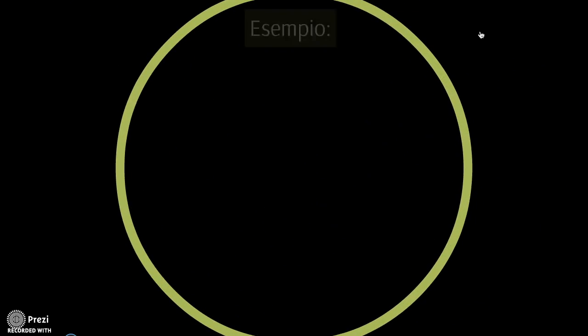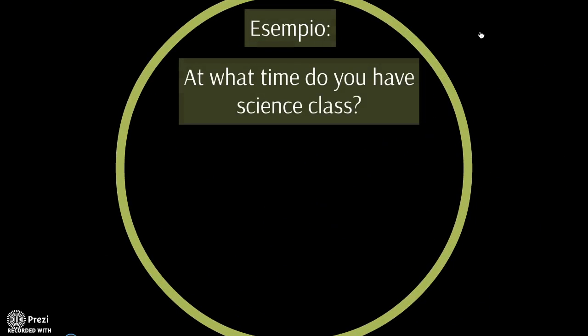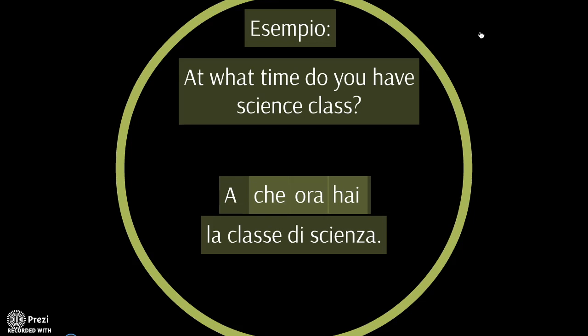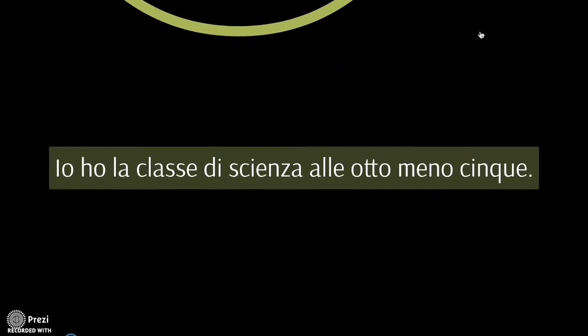Another example. At what time do you have science class? Again, in Italian, we would break it down, at what time, a che ora. And how do I ask, do you have? That's right, hai. And science class, la classe di scienza. Now, in order to respond, we would say, io ho la classe di scienza alle 8 meno 5.